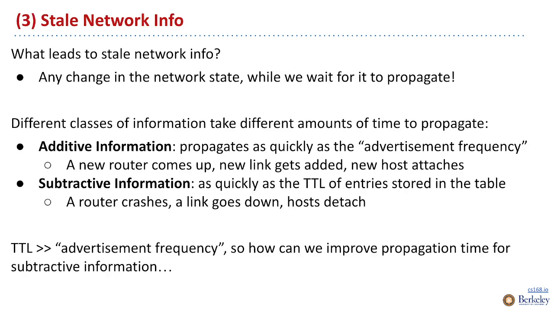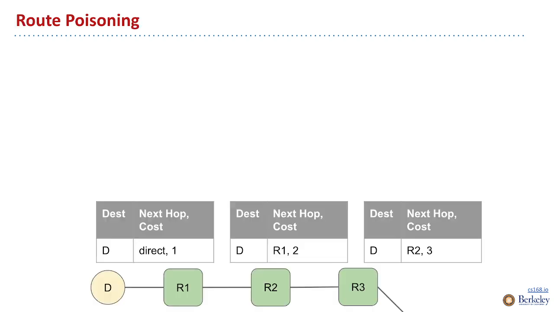Once someone has told you about this, that's not going to get removed from your table until it expires. So what can we do to improve this propagation time? This is the separate, slightly orthogonal problem that route poisoning is trying to solve.